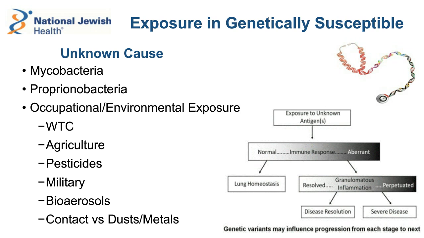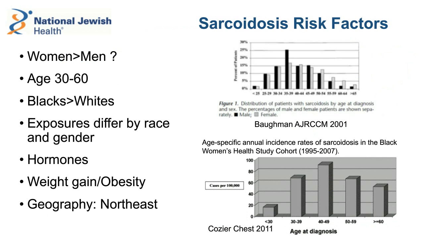In others, they can perpetuate, and you can develop more severe disease. So that's what we think we know about the pathogenesis, or the development, of sarcoidosis at this time. Now, who develops sarcoidosis? Well, Barbara mentioned that we think about 200,000 people in the U.S.